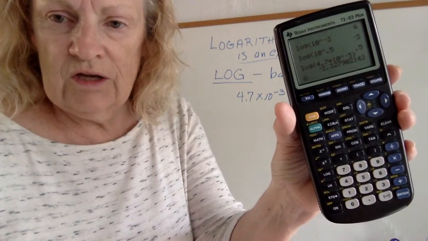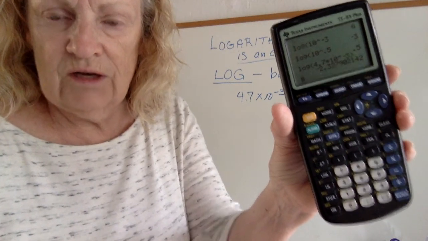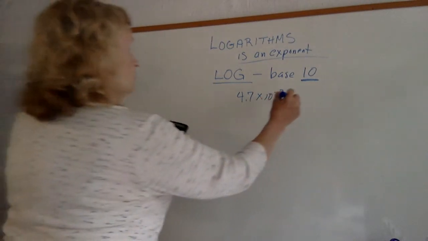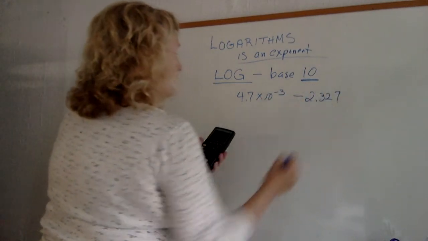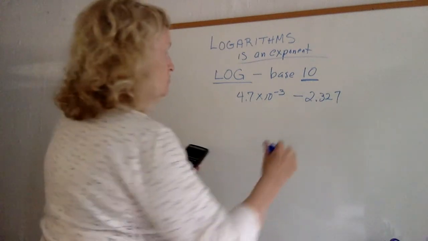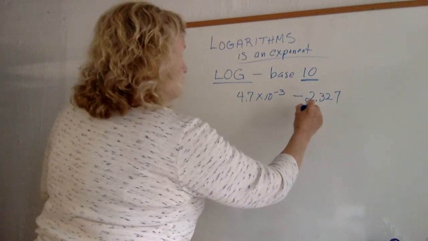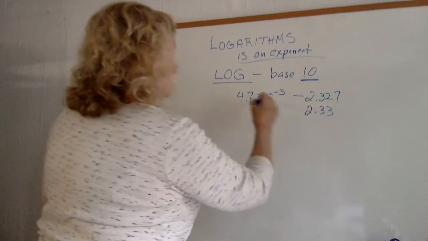And you can see it's negative 2.379, and so on. So the logarithm is negative 2.327. Let's round it to 2 decimal places. So it's 2.33.